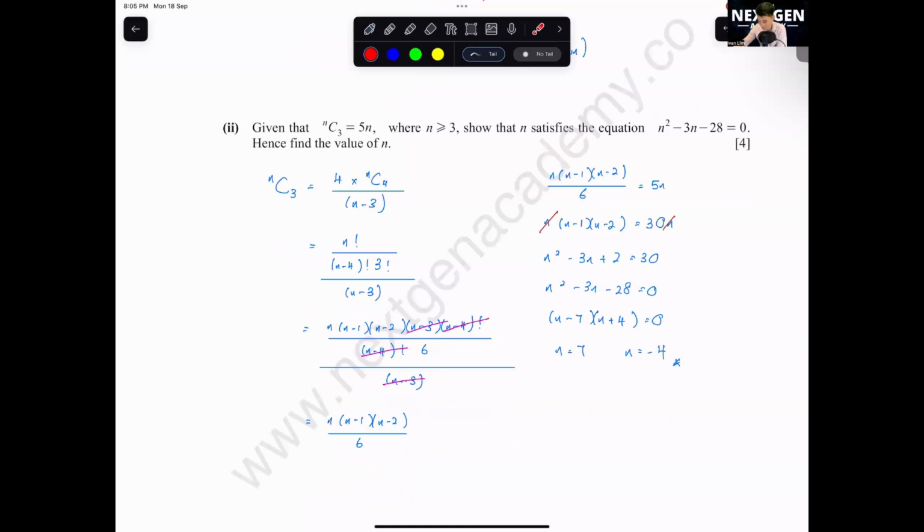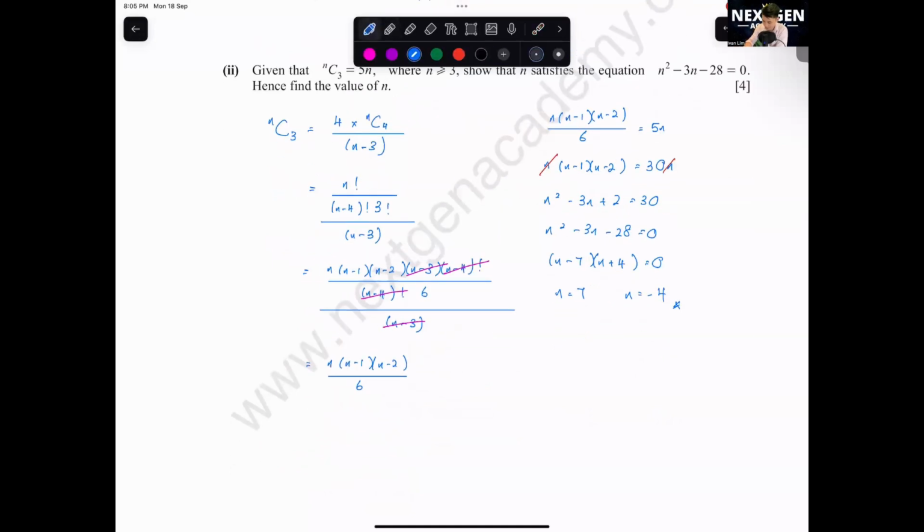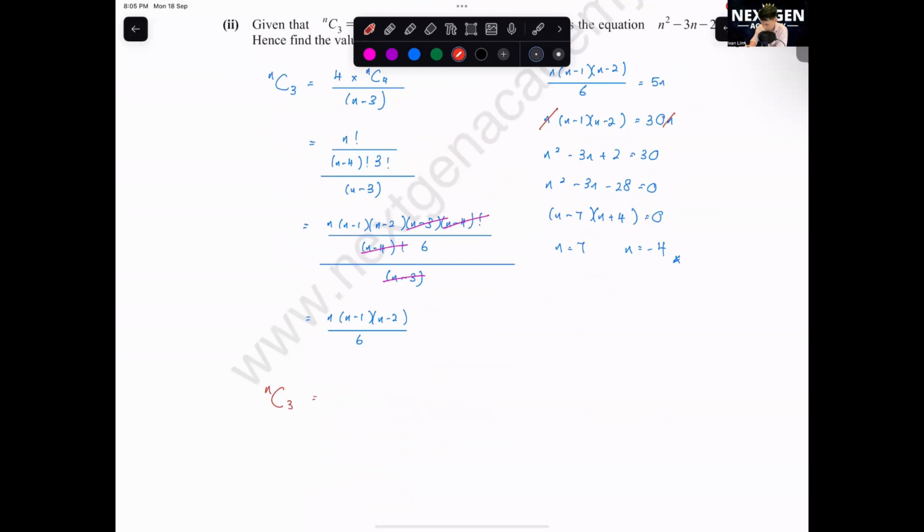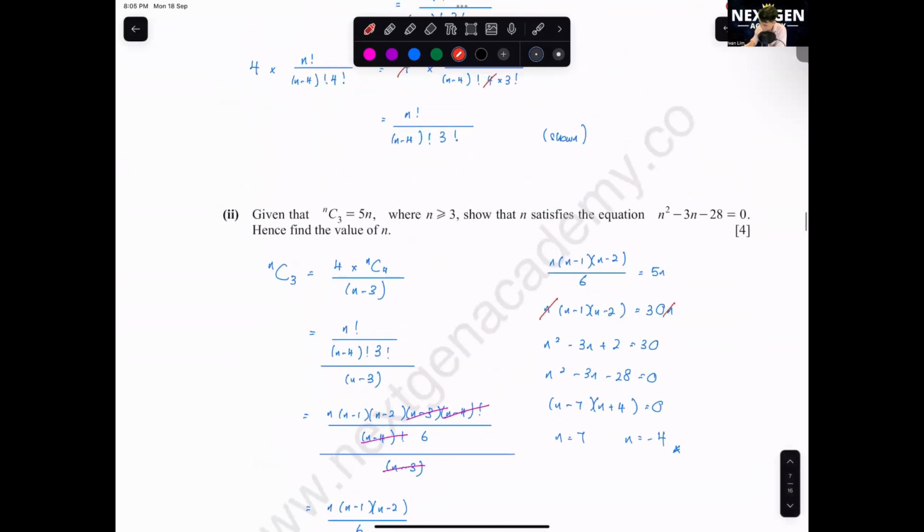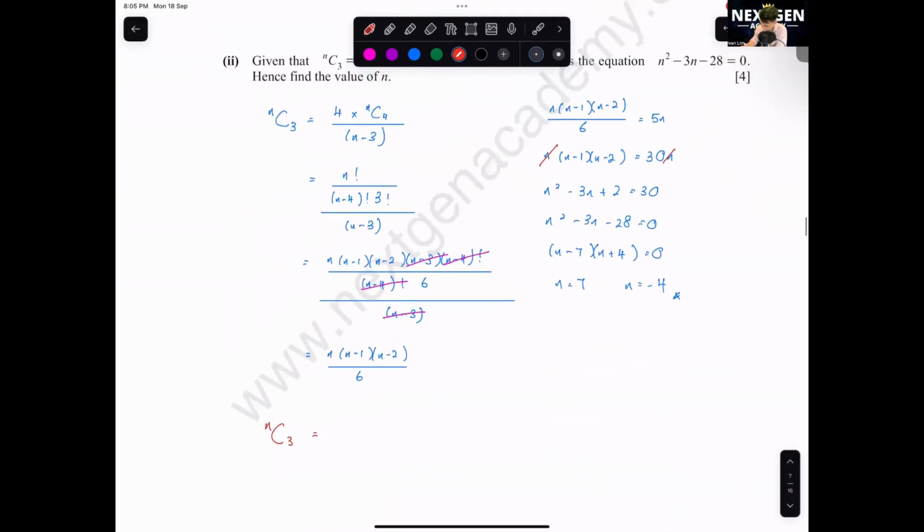Okay, nCr, nC3, can be written as what also, actually. Okay, do this. I think this one will be much easier. nC3 is n factorial over n minus 3 factorial, 3 factorial.